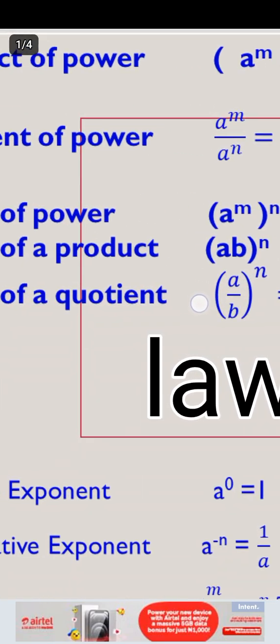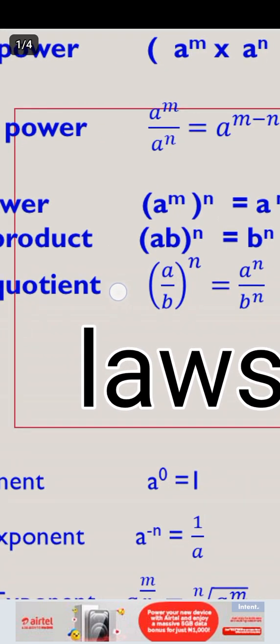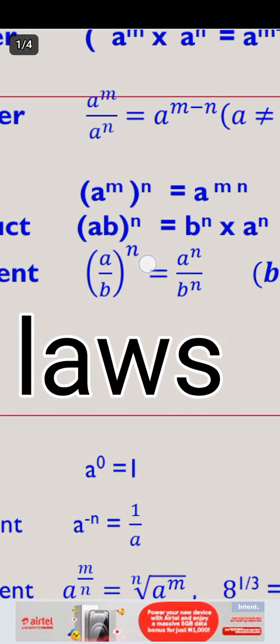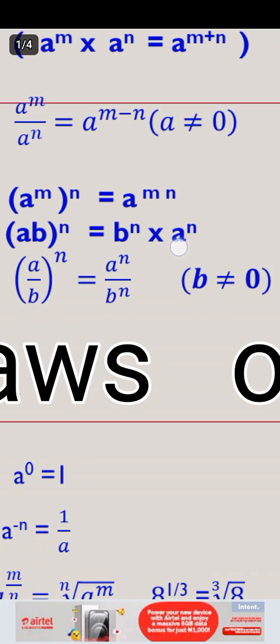Now, the power of a product, talking about brackets also. When two numbers multiplied together are raised to a particular power, it is the same thing as each of these numbers or alphabets raised to the power to which the bracket is raised. So (ab) raised to power n is the same thing as a raised to power n times b raised to power n.